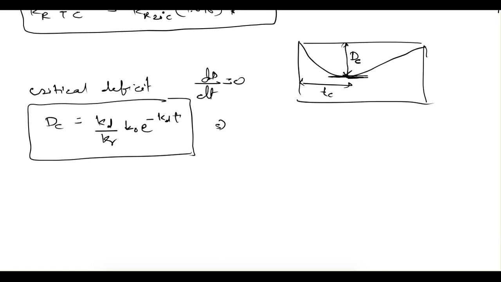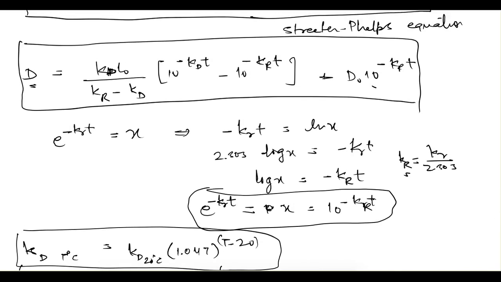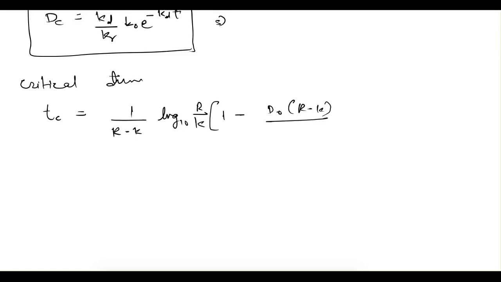And so the critical time also we can obtain. That is also obtained after the differentiation of this equation, but all that is not required. Just let's see the equation. So tc is equal to 1 upon (kr minus kd) log 10 of kr upon kd into 1 minus D naught (kr minus kd) divided by kd L naught. This is the equation for critical time.